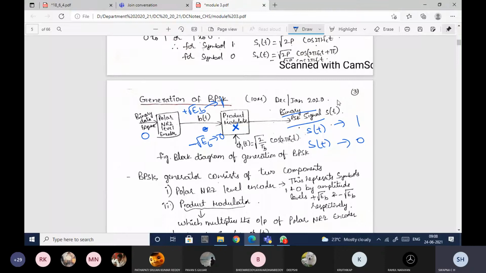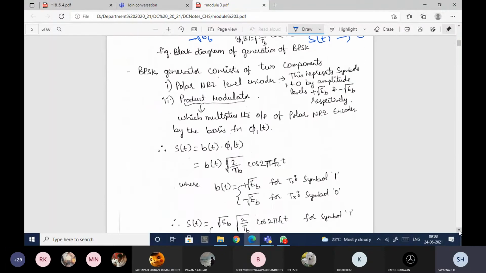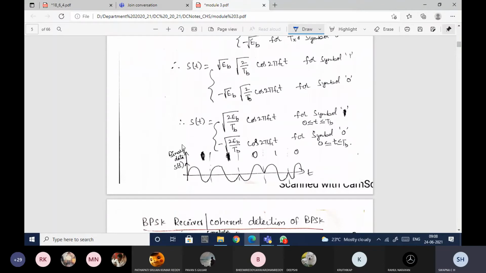So the s of t equation is nothing but, I have specified every equation here. S of t is root 2 Eb by Tb cos 2 pi fct for symbol 1, and minus root 2 Eb by Tb cos 2 pi fct for symbol 0. If you name this as s1 of t, then the other is nothing but minus s1 of t. So that's all the difference.